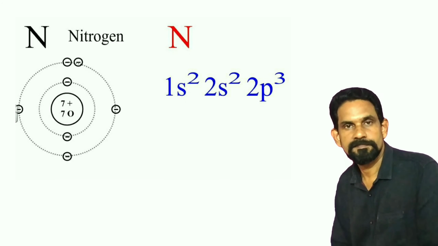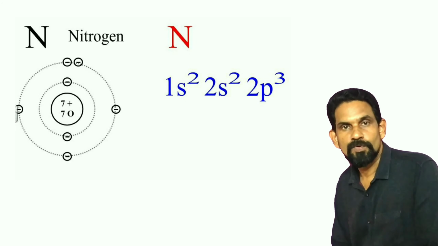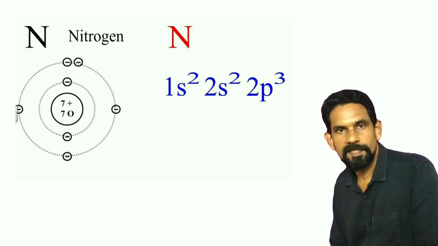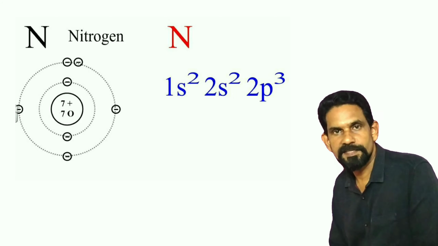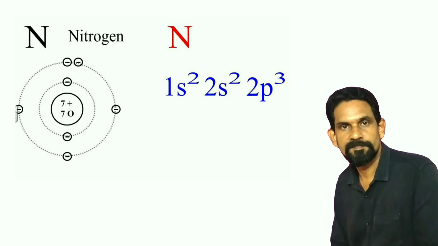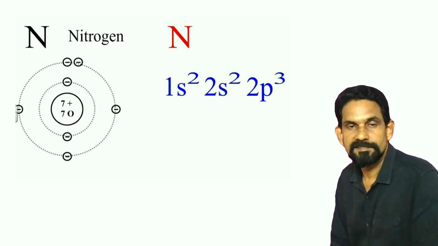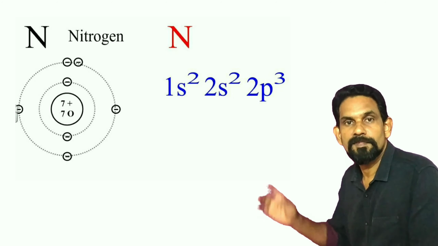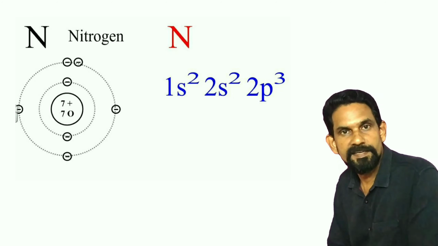Secondly, try to write the electronic configuration of atomic number 7, nitrogen. Then it will be 1s2, 2s2, then 2p3. So totally it is 7 electrons. It is distributed in these subshells. Then by adding the electrons in these subshells, we should get the atomic number. Okay?